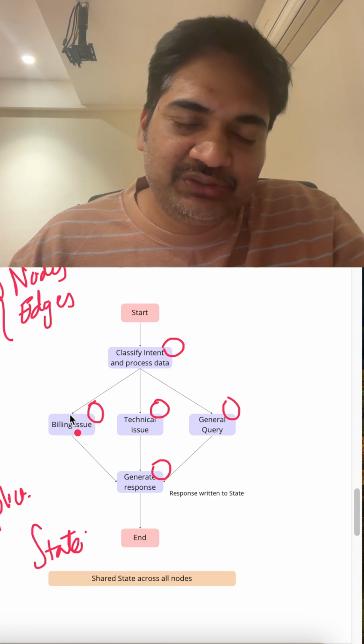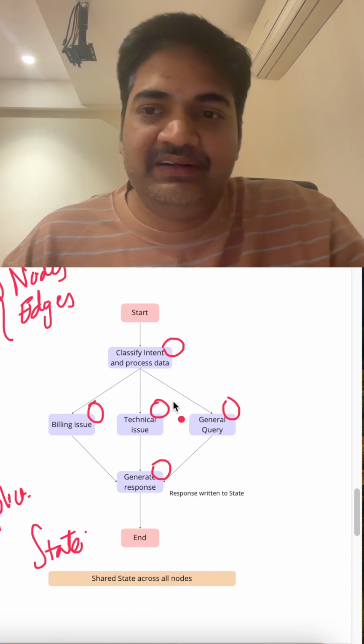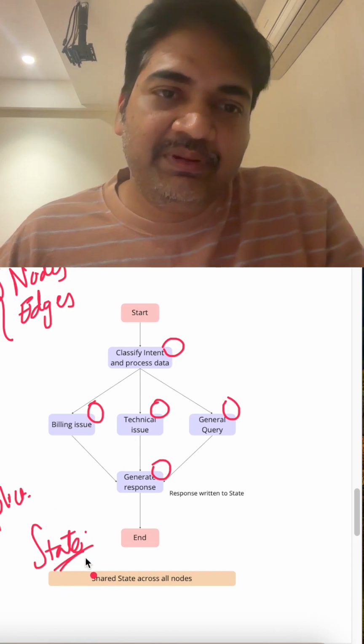Like let's say the billing issue node updates the state for a particular value. The other nodes will be able to find the value updated, right? So that's the state being more explicit.